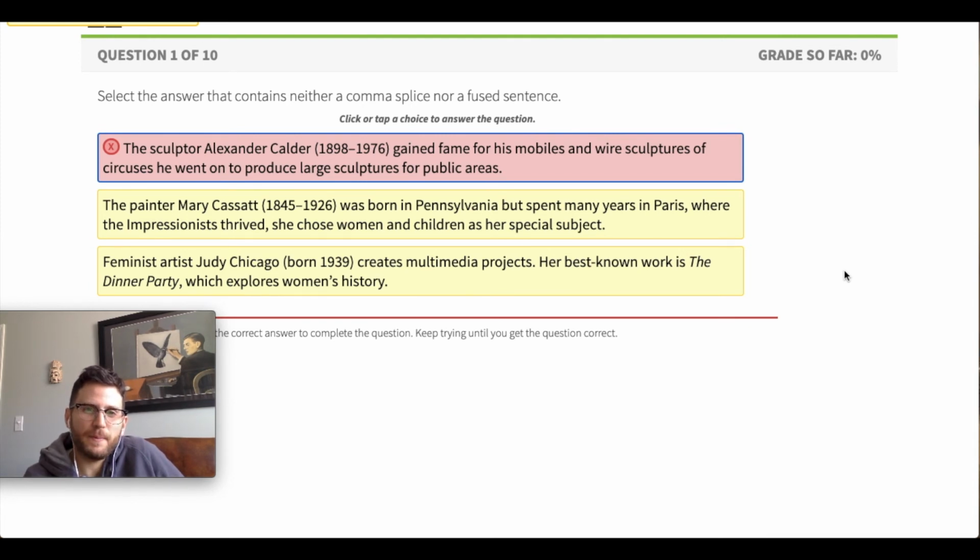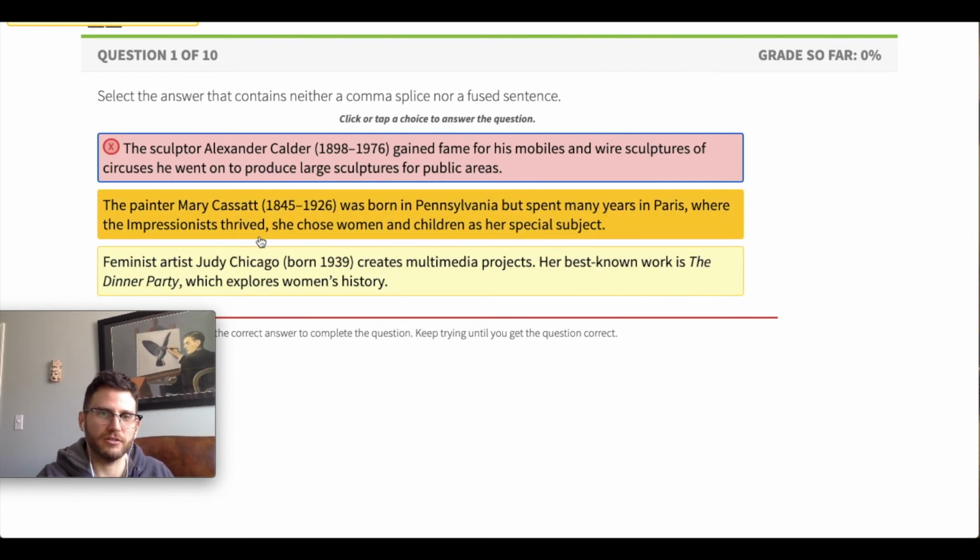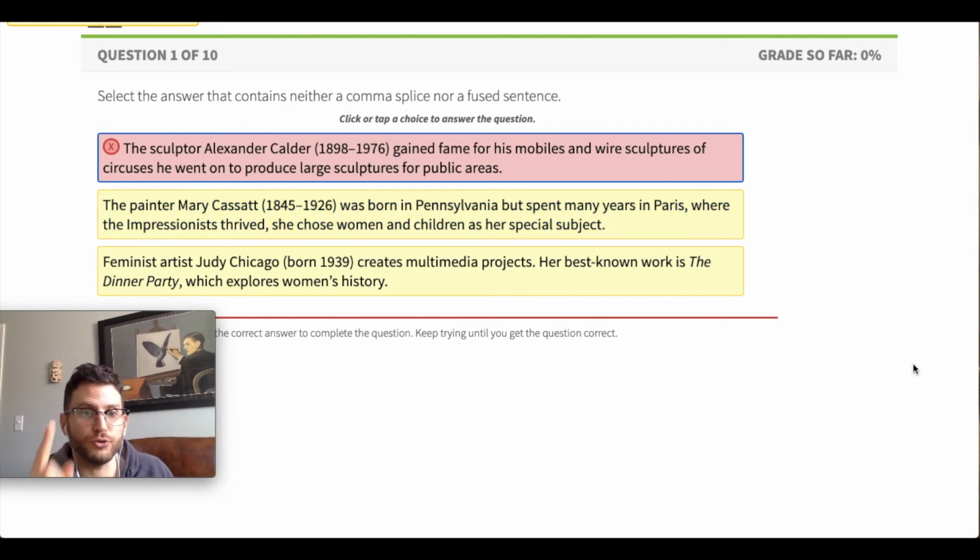I see a problem with it. Even without reading the whole sentence, I can tell something is going on here. Problem here, because I have "she," which is a new subject, and all I've got before it is a comma. That tells me there's likely a comma splice here. How can I test and see whether there's actually a comma splice?